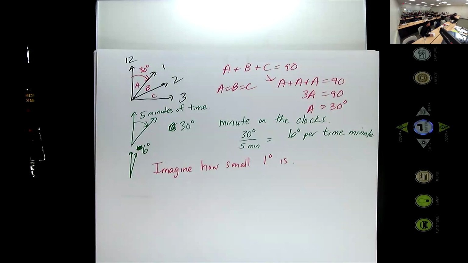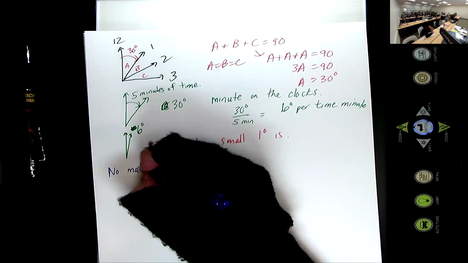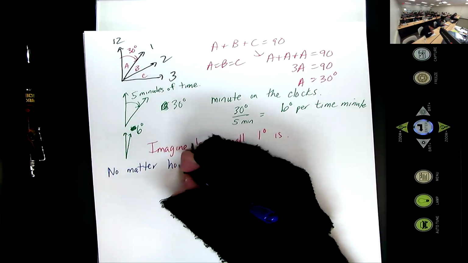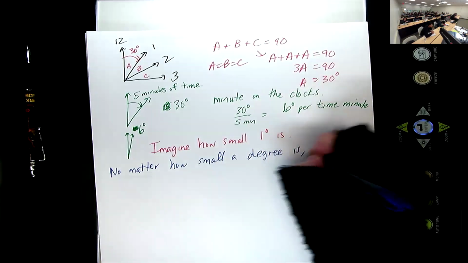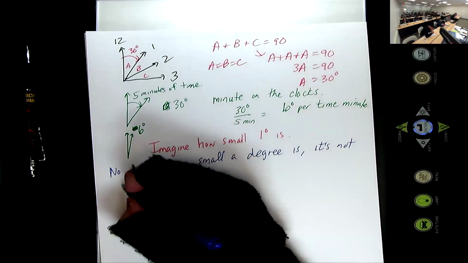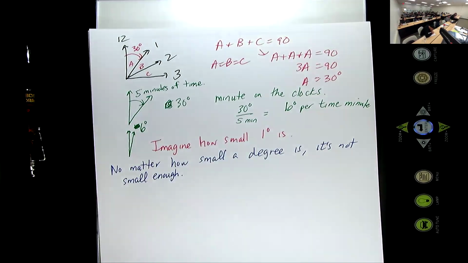If 1 minute on the clock is 6 degrees, then 1 degree is super small, but there's always something that's smaller. What if we only wanted a half a degree and stuff like that? What if we wanted a fourth of a degree? So we break down degrees even smaller. No matter how small a degree is, we can use smaller things. It's not small enough, and I'm gonna show you why.